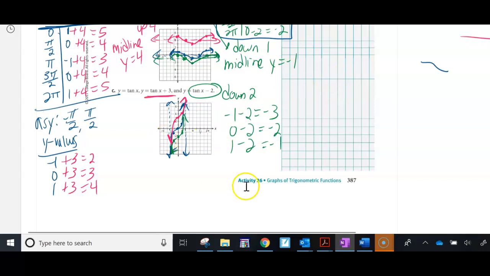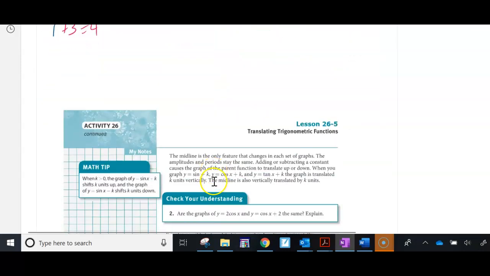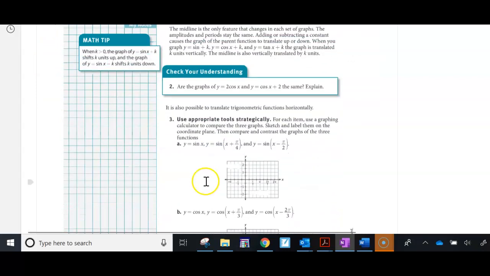So that's the idea. So this is our little summary. Right, the midline is the only feature that changes. Amplitude, period stay the same. And adding or subtracting that constant just shifts it up or down. So that midline would also get vertically translated k units up or down.